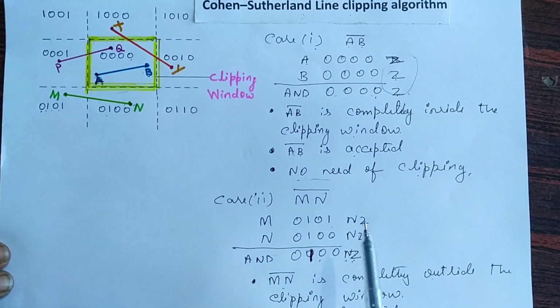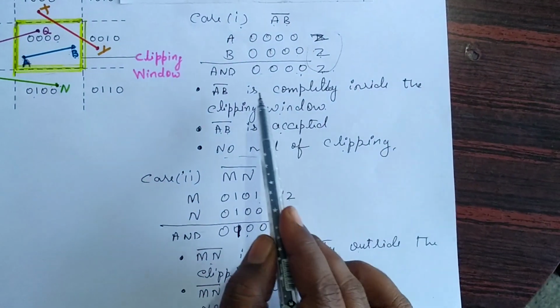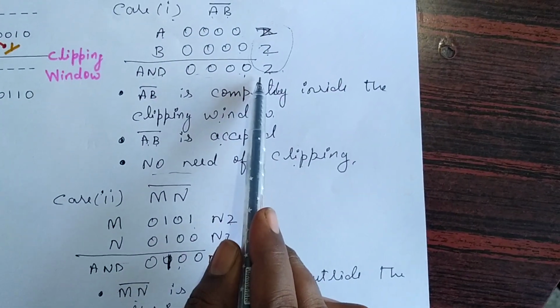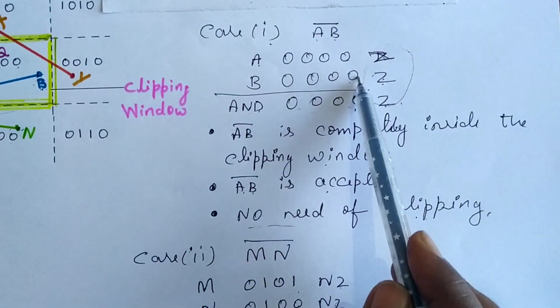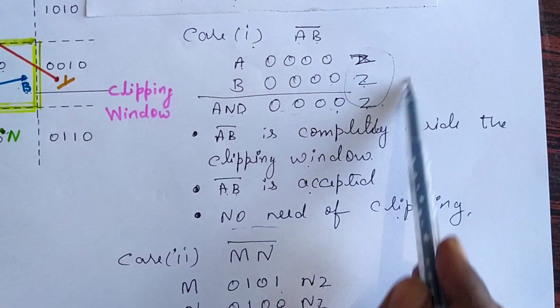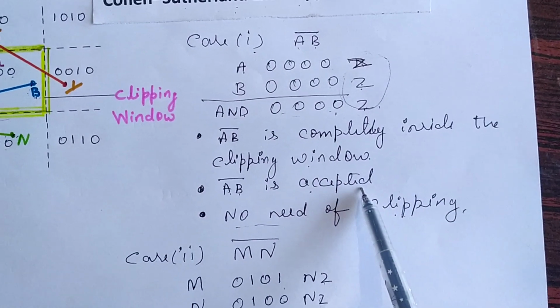So in the first case, what is happening? You can easily observe after the AND operation, the result is 0 and the two values of region code of AB are also 0. In this, all these three are 0, so the line is accepted.